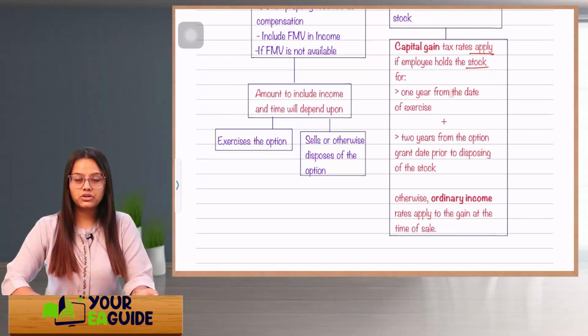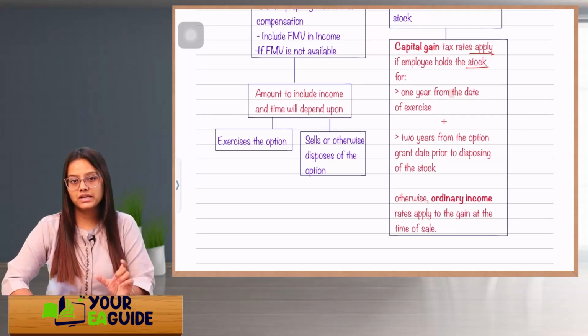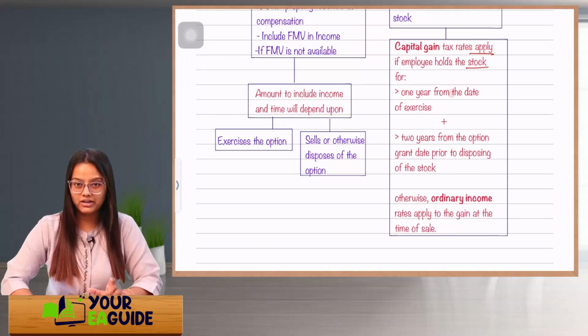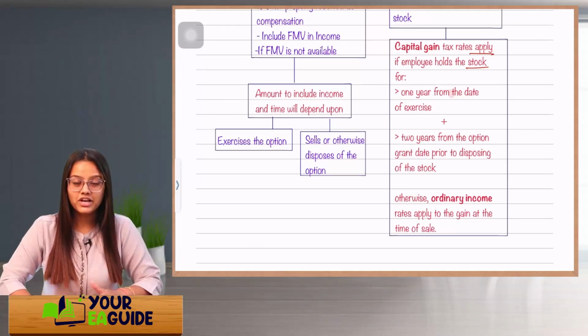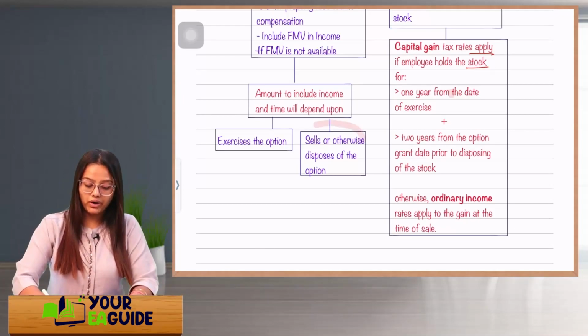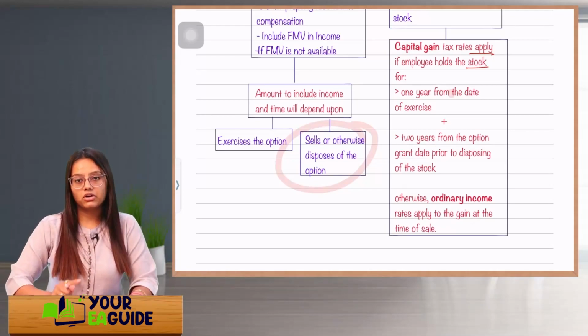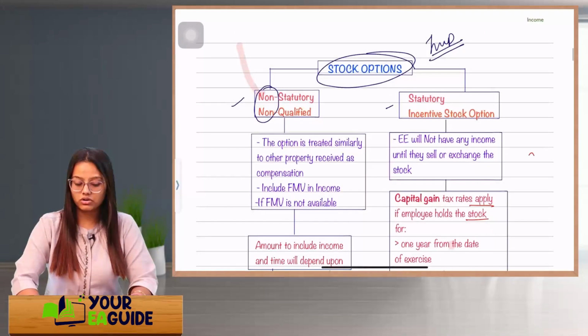Next, let's say you don't exercise it. You are going to sell it to, let's say, your colleague or some other third party. Straight away you're selling the ticket to purchase the shares. So that stock option, you're selling it to someone else at whatever price you sell it. That will be your income in your tax return if it's a non-qualified option.